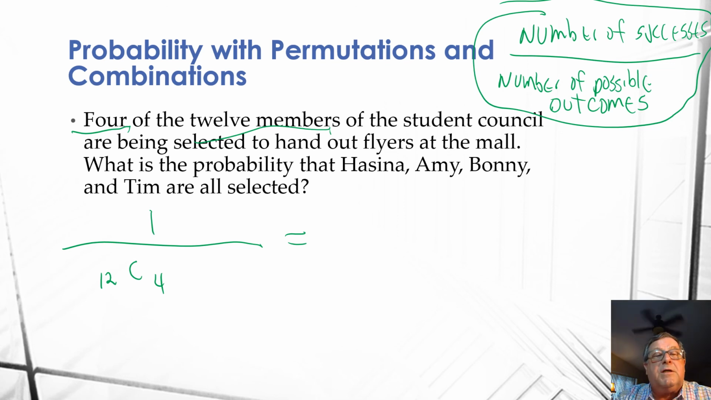Now, I'm not going to go through the calculation of 12C4 on the calculator. I've done it several times in some of the recent videos. You can do it on your calculator. But the number of combinations of selecting 4 out of 12 when order is not important is 495. So our probability is 1 out of 495. In other words, there's a 1 in 495 chance, or probability, that Hasina, Amy, Bonnie, and Tim would be the 4 students selected to hand out flyers at the mall.